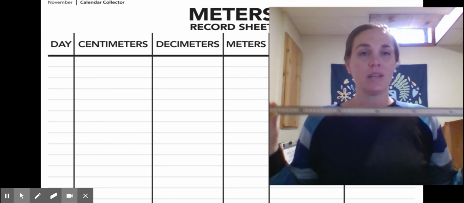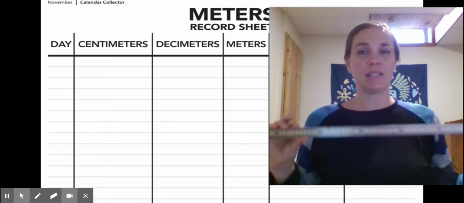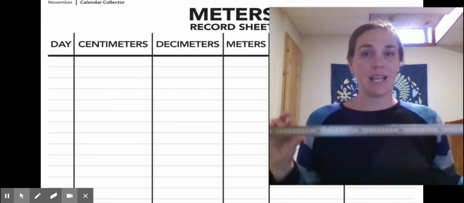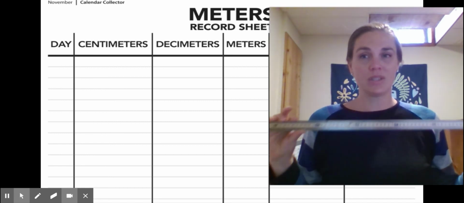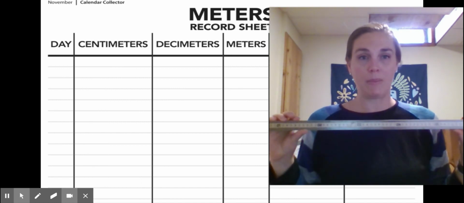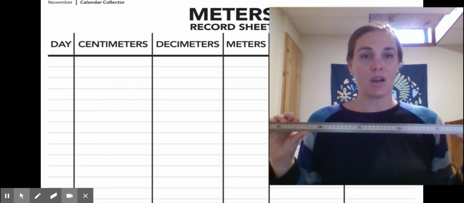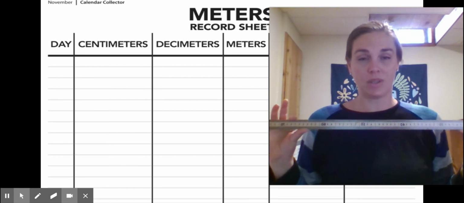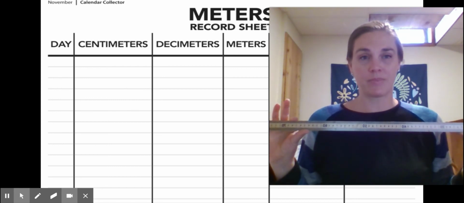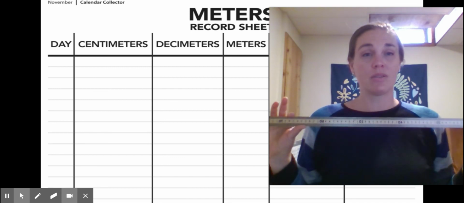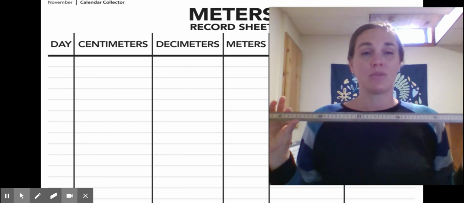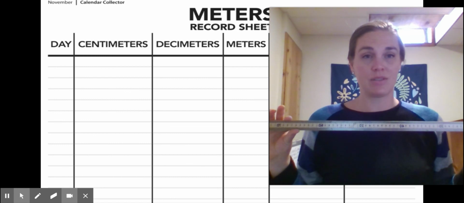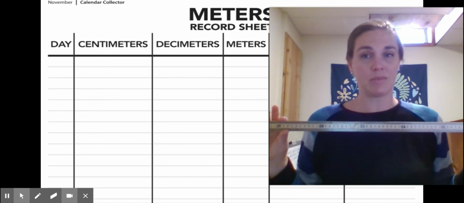So if in 1 meter I have 100 centimeters and 10 decimeters, what's going to happen on day 2 when we put 2 meters together? All right, go ahead and tell me, how many decimeters will it be for 2 days? How many centimeters will it be for 2 days? All right, so hopefully you said that it would be 20 decimeters for day 2 and 200 centimeters for day 2 as well.